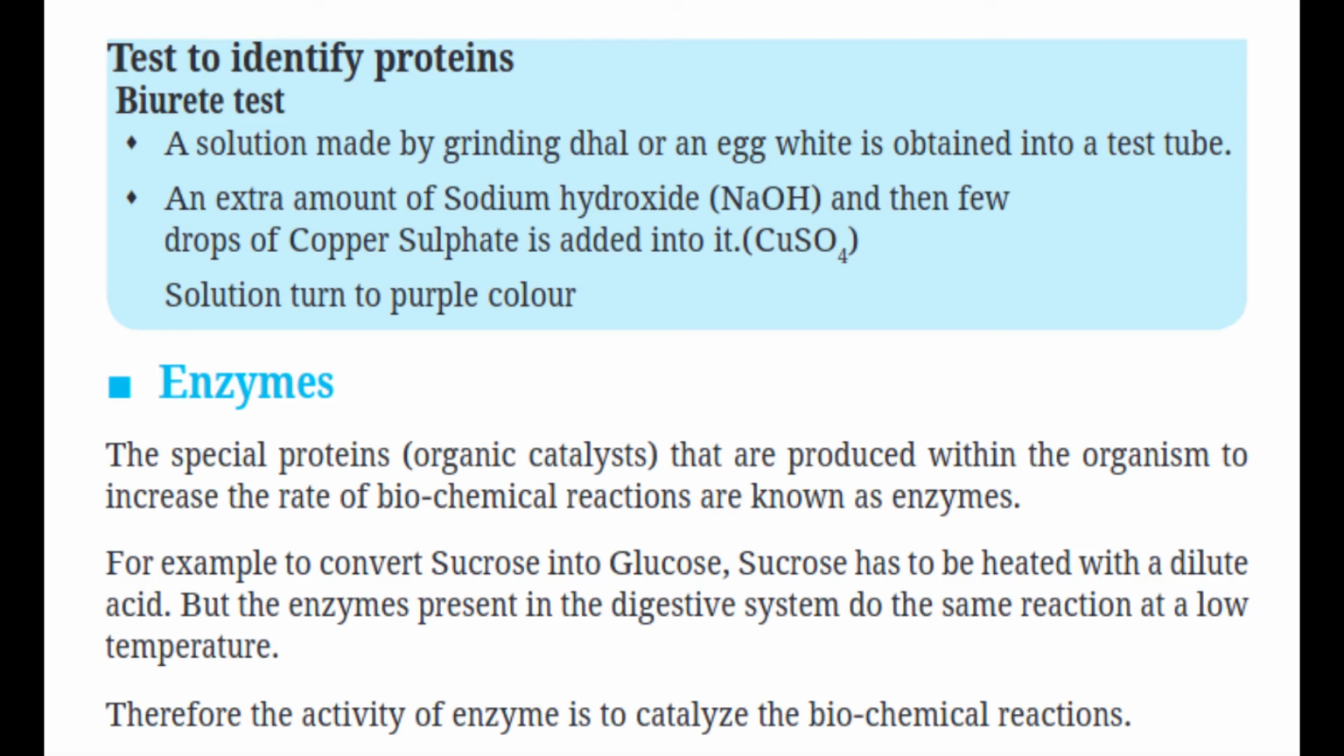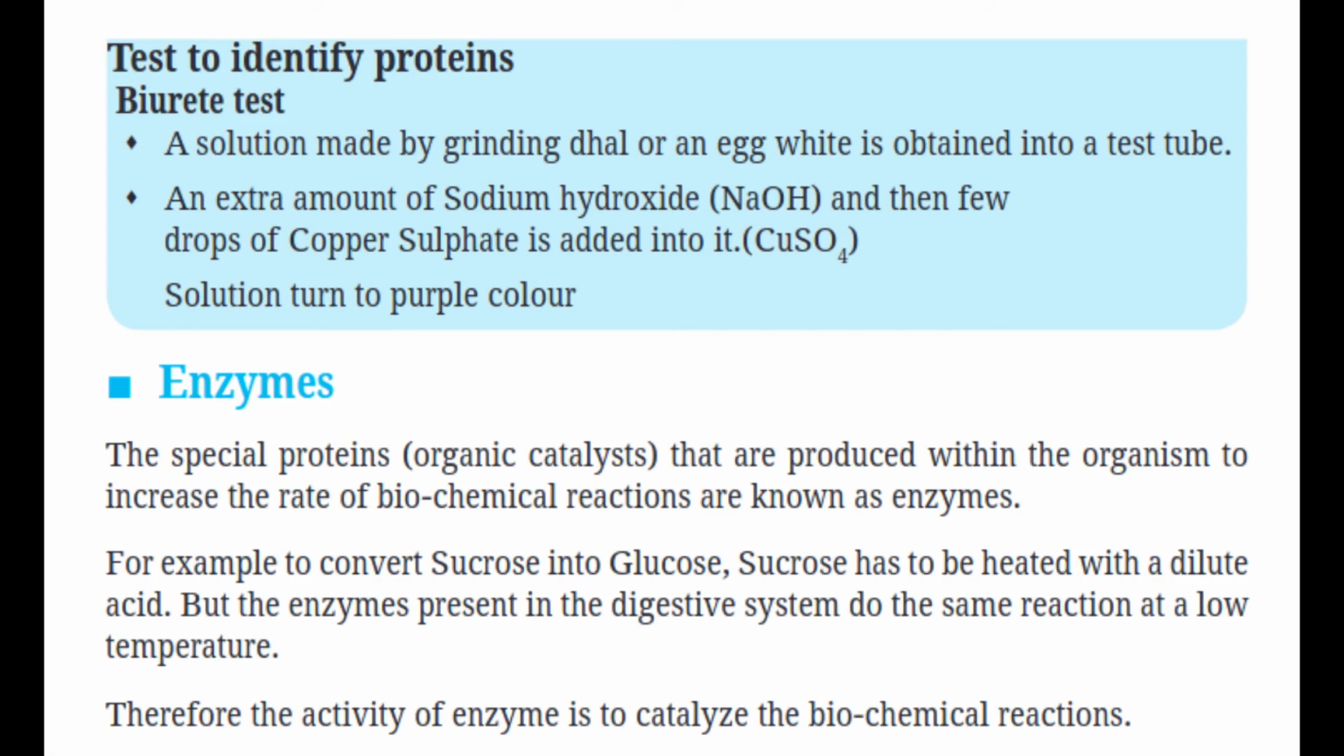Test to identify proteins. Biuret test. A solution made by grinding dal or an egg white is obtained into a test tube. An extra amount of sodium hydroxide, NaOH, and then few drops of copper sulfate, CuSO4, is added into it. Solution turned to purple color.